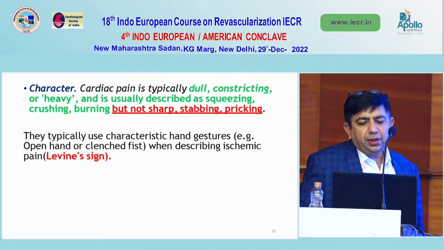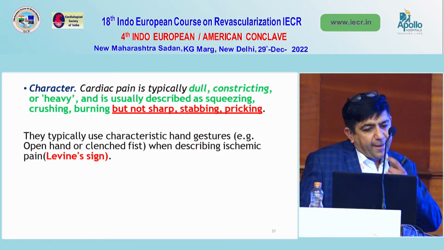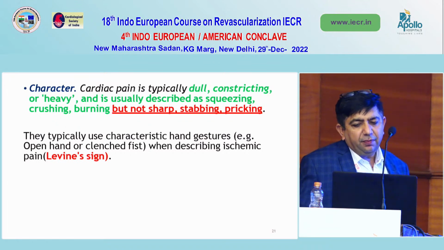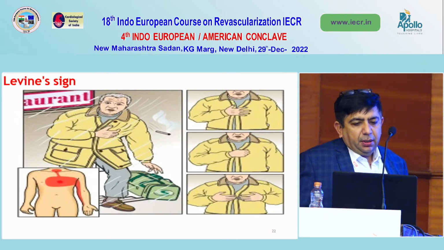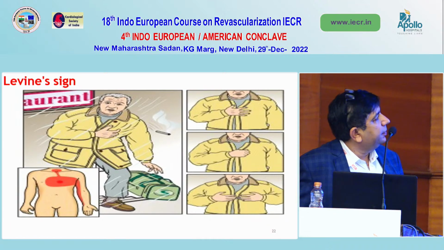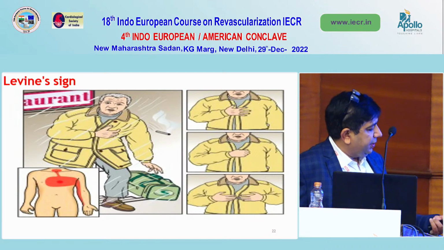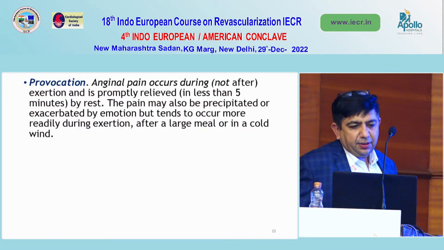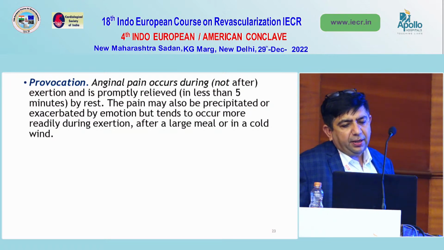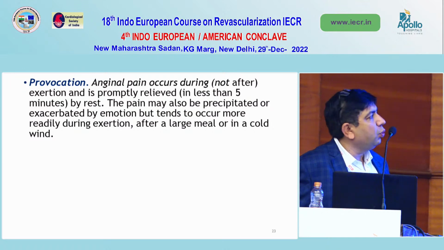Patients typically use gestures for cardiac chest pain, like an open hand or clenched fist, when describing ischemic pain. It is called the Levine sign. You can see the patient showing the Levine sign, like heaviness in the chest or pressure over the chest. Anginal pain occurs during exertion and is promptly relieved by rest. The pain may also be precipitated by emotion, but tends to occur more after exertion, after a large meal, or in cold weather.